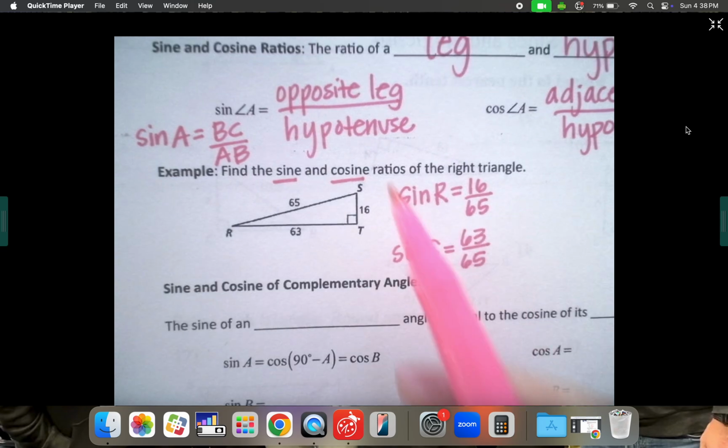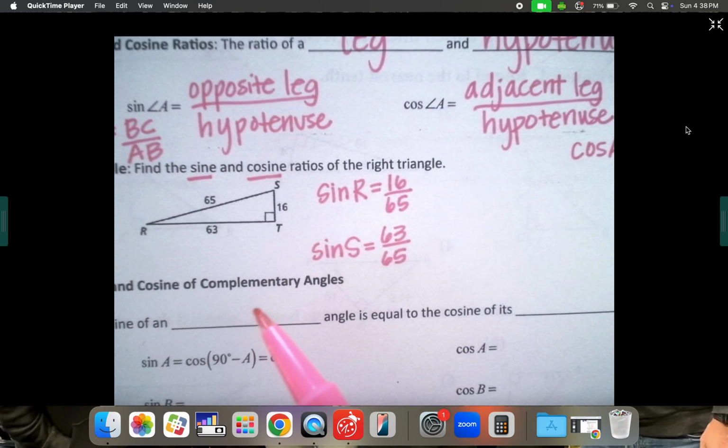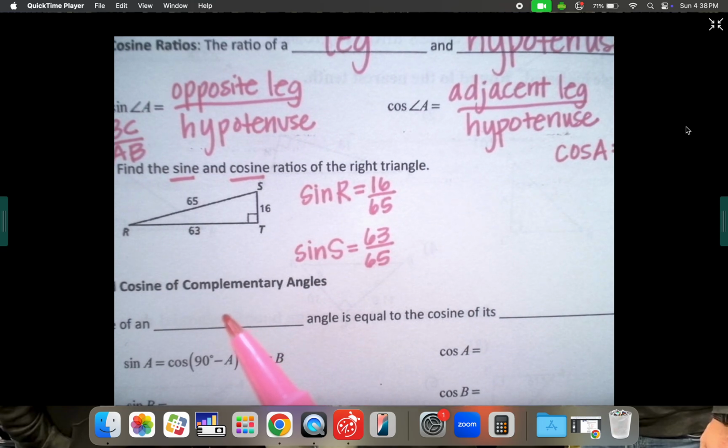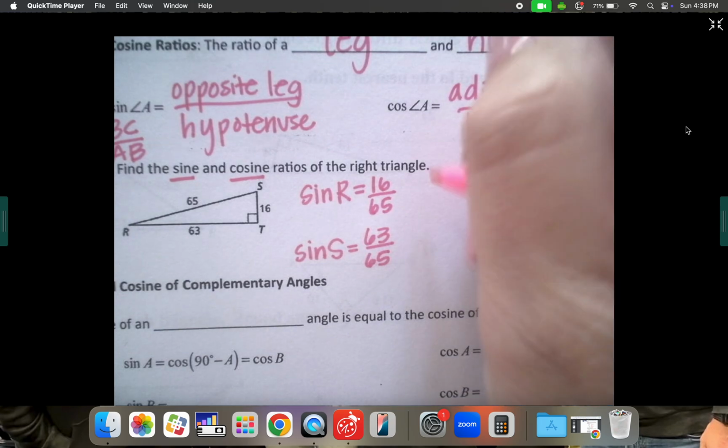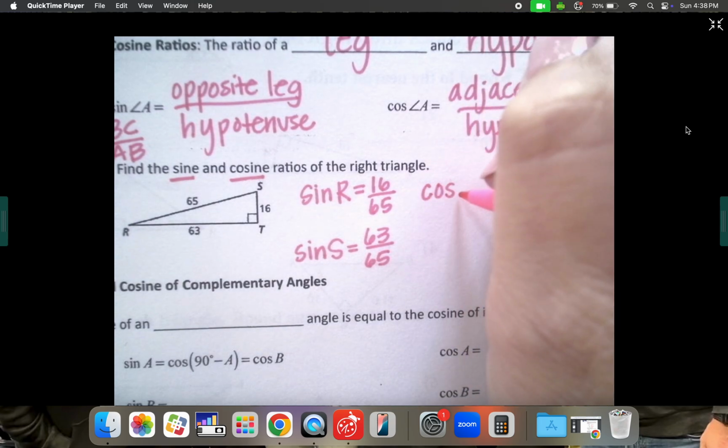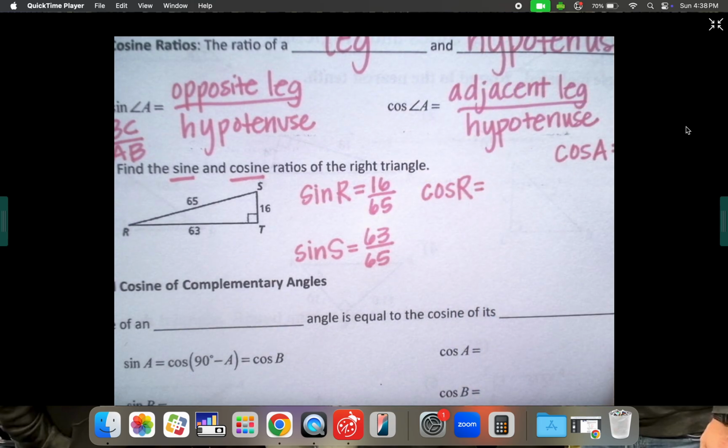Okay, it also wants us to find cosine ratios. So I'm gonna, don't mind my dog, there's someone walking by our house and he thinks that he needs to bark at them.